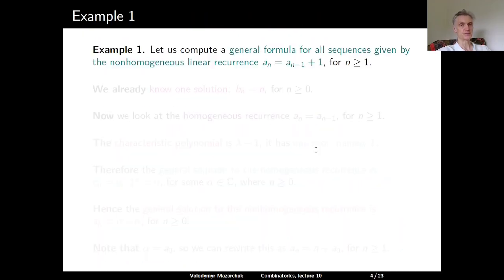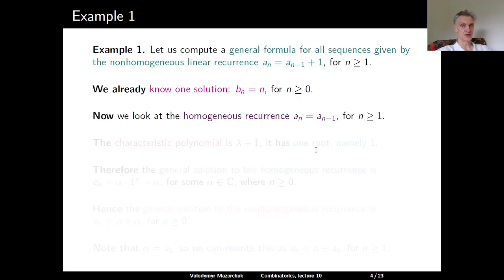Here is an example. Let us compute a general formula for all sequences given by the non-homogeneous linear recurrence a_n is equal to a_{n-1} plus 1 for all n greater than or equal to 1. We already know one solution. We know that the sequence b_n is equal to n, where n greater than or equal to 0, satisfies this recurrence. So we have our particular solution. Now we look at the homogeneous recurrence a_n is equal to a_{n-1} for n greater than or equal to 1. The characteristic polynomial here is lambda minus 1. It has only one root, namely 1.